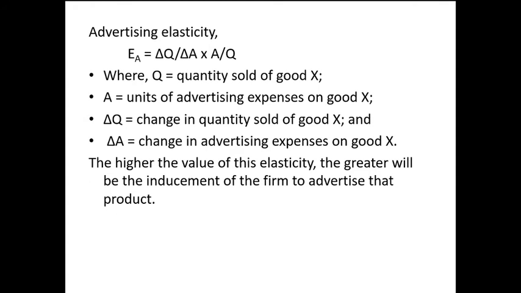Symbolically, we can write it as EA. It is equal to delta Q by delta A into A by Q, where Q is the quantity sold of good X, A is the expenses used for the advertising of good X, delta Q is the change in the quantity of good X sold, and delta A is the change in the expenses of advertisement on good X. This is the formula.